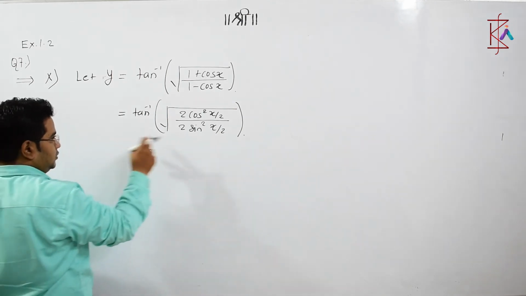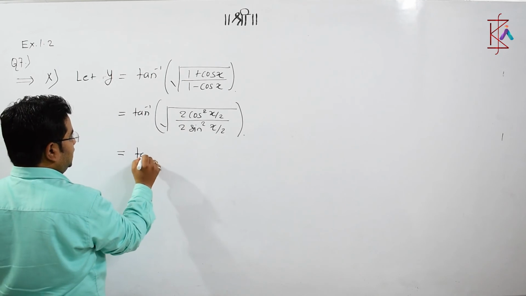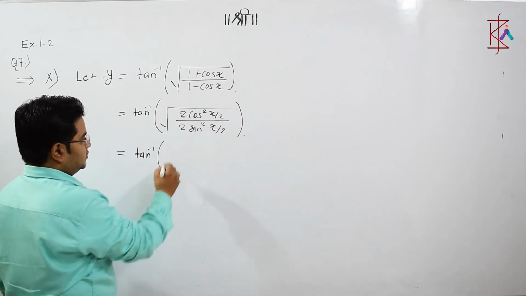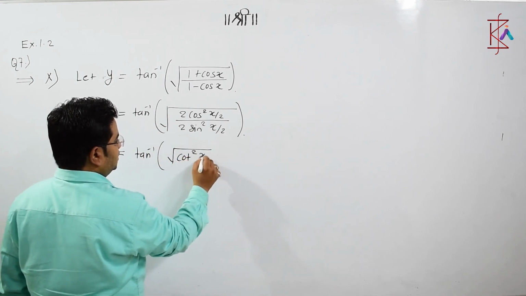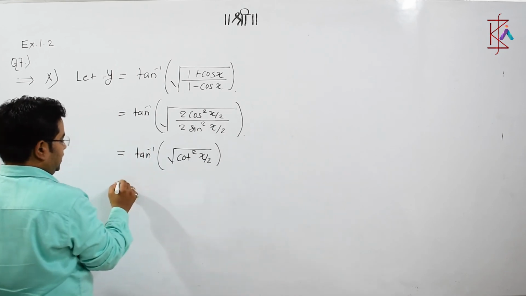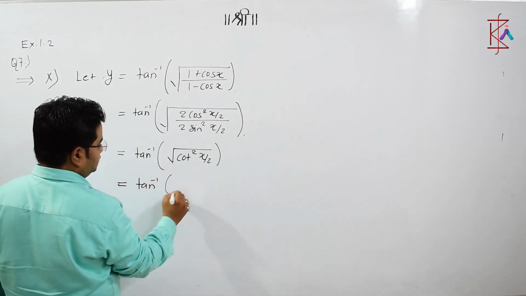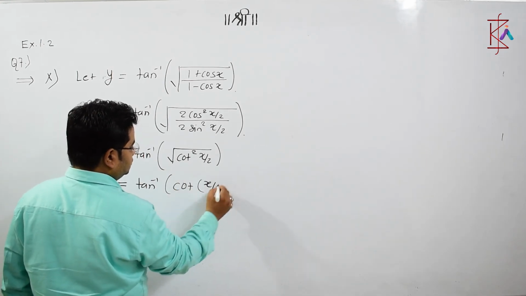Now the next step is what? This 2 will get cancelled, and the under root becomes something else. So tan inverse of, this is nothing but cos square upon sin square, that is cot square. So under root of cot square x by 2 we are getting. Again removing the root, what will you get? Tan inverse of cot of x by 2.